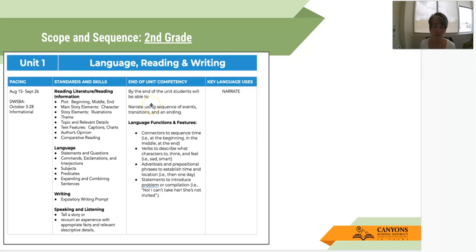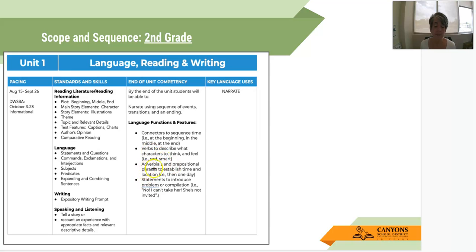And so here, this is an end of unit competency showing what kids, if they've done all these skills, should be able to do for you. So here is what's called the language functions and features. So if kids are narrating with sequence of events, they should be able to use words like beginning, in the middle, at the end. They should be able to think about characters because it's a narration.